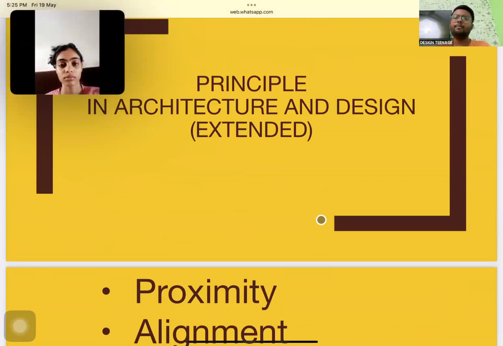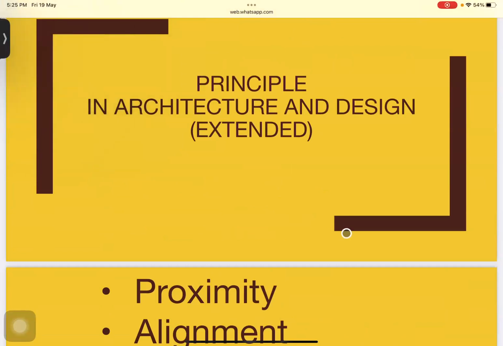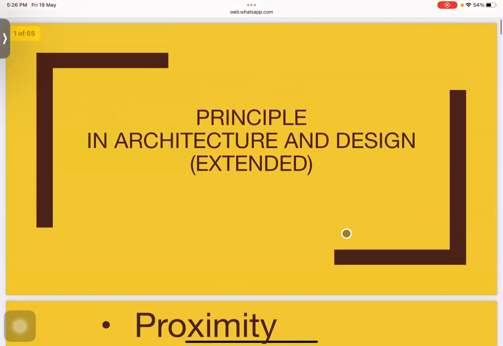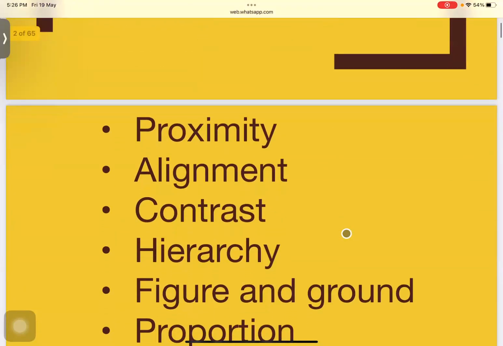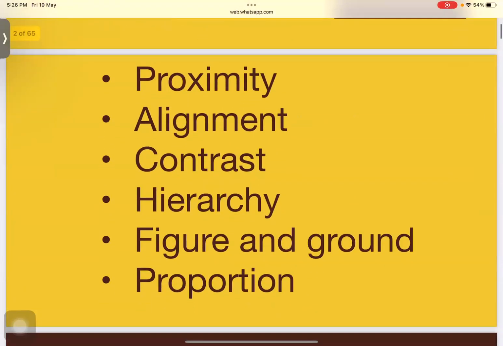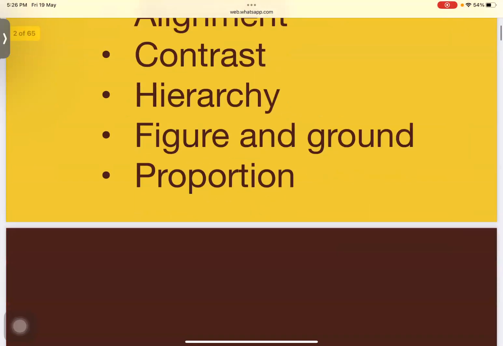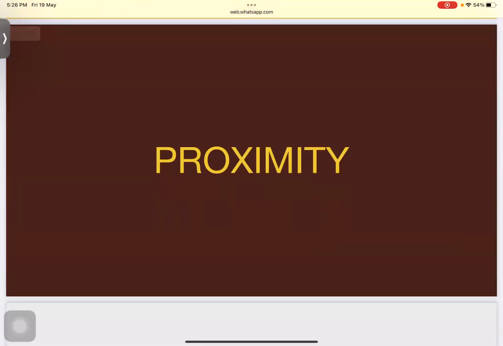Now, along with that, a few other design principles are also there in an extended format, which we need to understand and which definitely play a role in the working of design principles, or in a composition, how they appear to you, or what is the final outcome that you see. So we will go through them one by one. First we will see the names of what we are going to discuss: proximity, alignment, contrast, hierarchy, figure and ground, and proportion. These are the things we are going to discuss today.